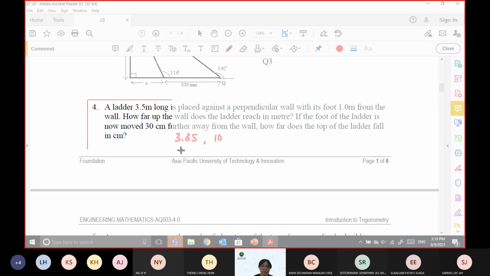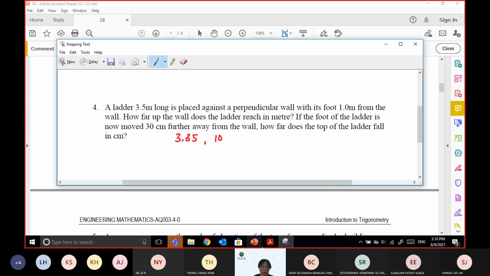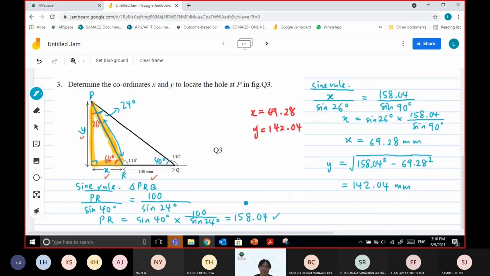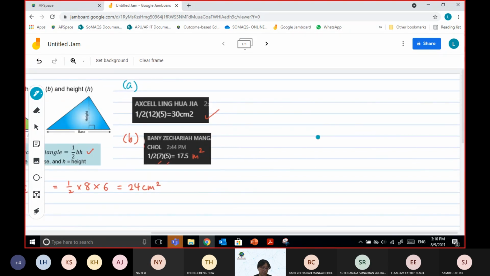Okay, so for 4 and onwards, for this type of question, I will encourage you to draw it out. Based on the scenario given, try to draw out the triangles and all these things, so it will be easier for you to get, to understand the problems.